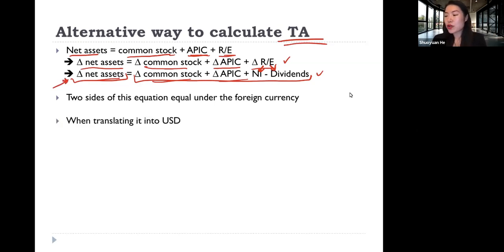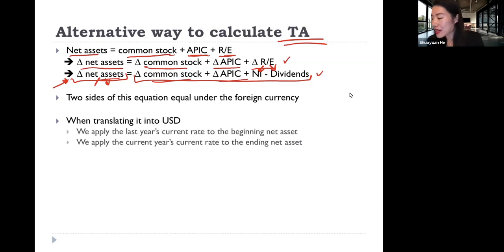However, when we do the translation, when we're translating it into US dollars, we're applying different rates to different components of this equation. So for example, net asset is the difference between asset at the end of the year minus asset at the beginning of the year.